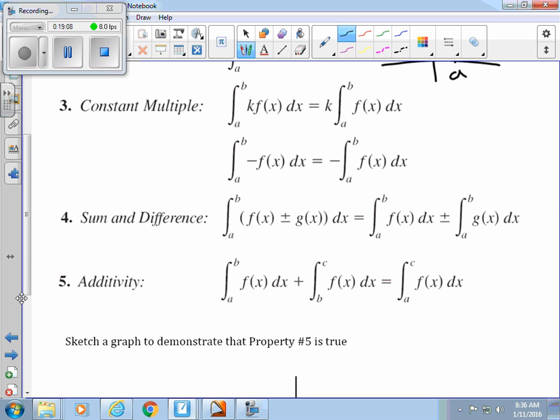And we're going to talk about additivity. But while I am on sum and difference, I want to talk about what's not up here. And you need to star this in your notes. What is not a property? The integral from a to b of f of x times g of x is not the integral of f times the integral of g. Okay? There is not a product rule for integration.